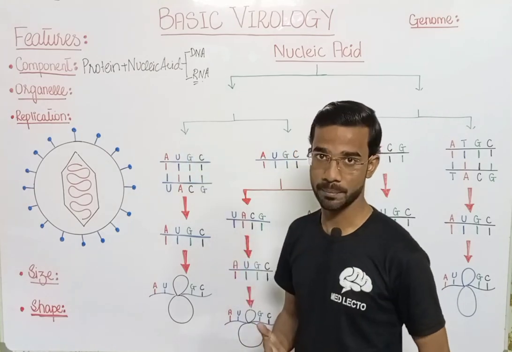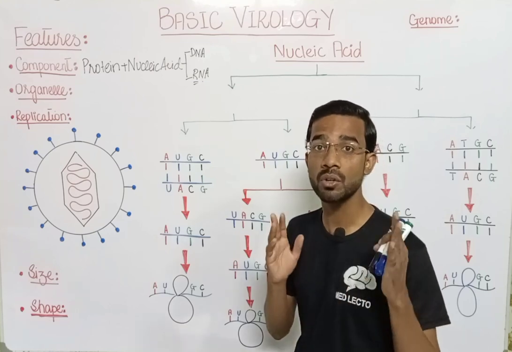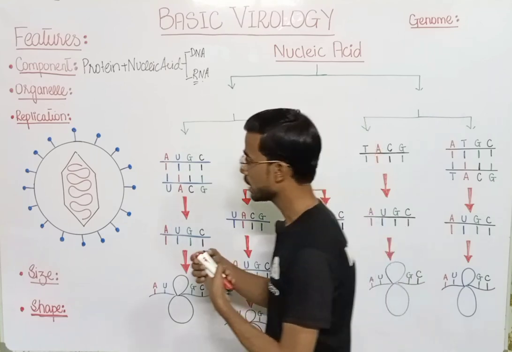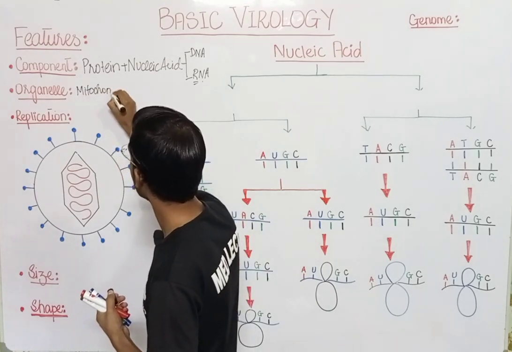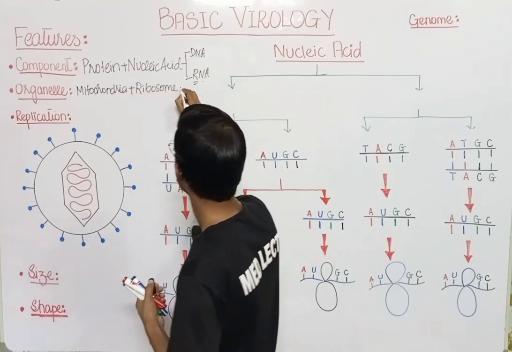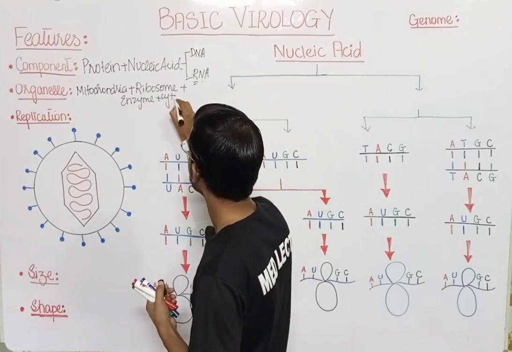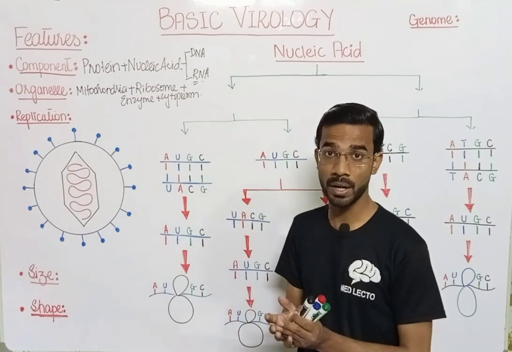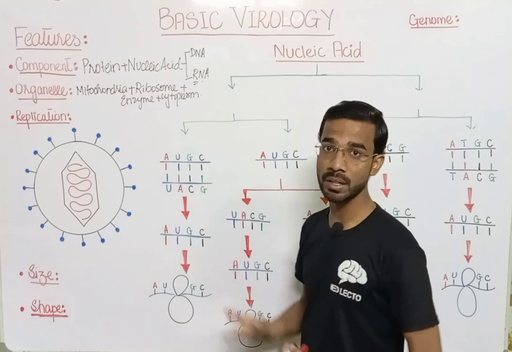Second, if we talk about the organelles, there is no mitochondria, no ribosome, no enzyme, and not even cytoplasm present in the viruses. So you will see no mitochondria, no ribosome, no enzyme, and no cytoplasm. These are basically the important components that are required in the replication of viruses. But viruses do not contain these components.